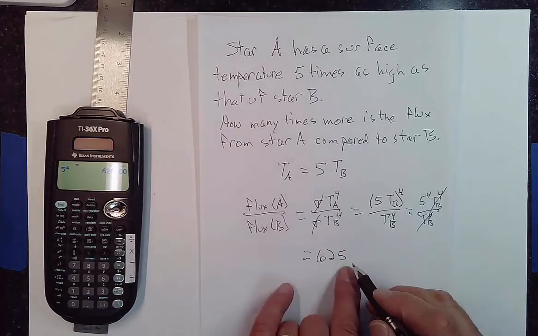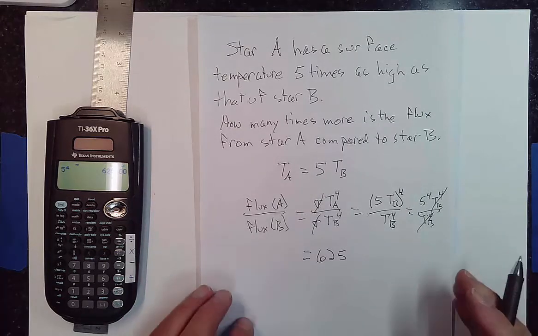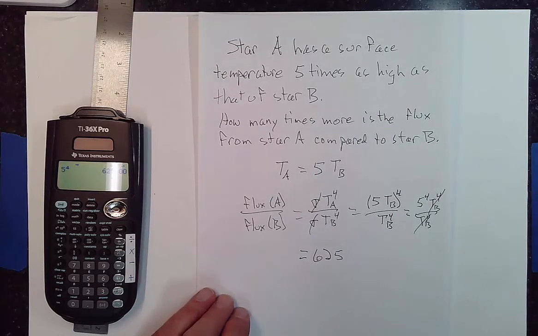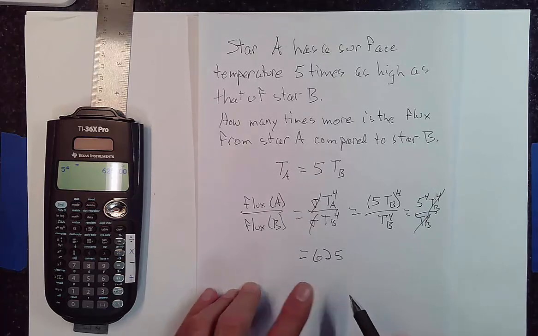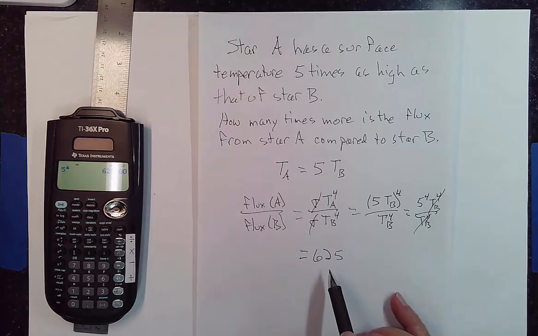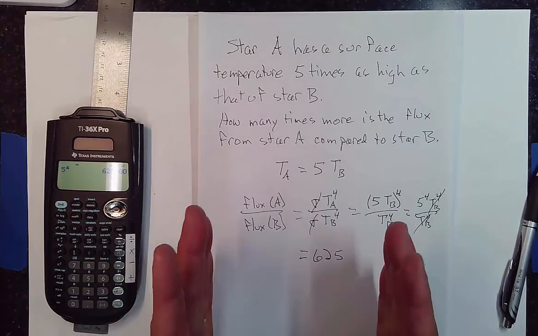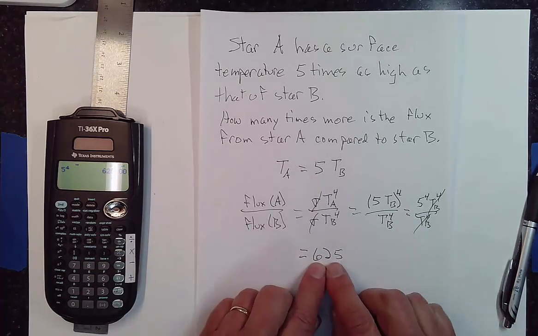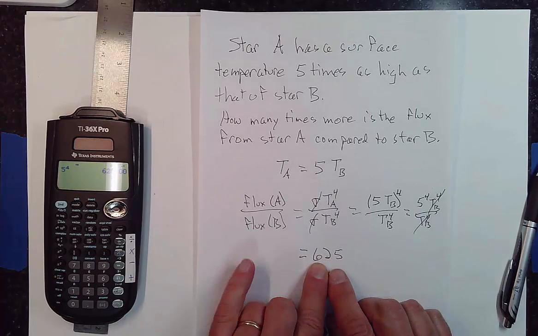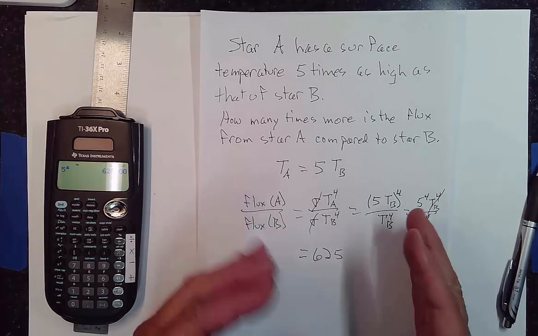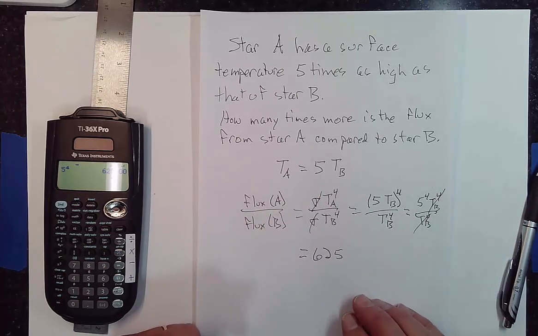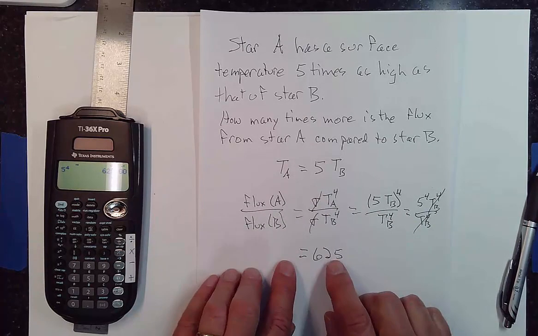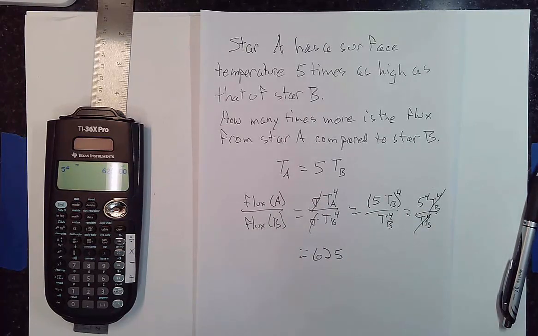I was going to put an exclamation mark there, but I don't want you to confuse it with a factorial, which is a different mathematical operation. But what this means is every square meter of star A is going to give off 625 times as much energy as every square meter of star B. And that's an amazing number, but that's the way things depend on temperature.